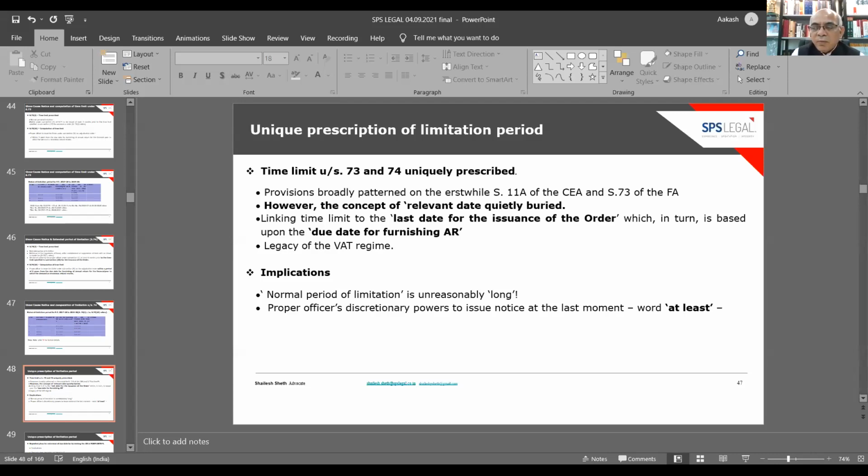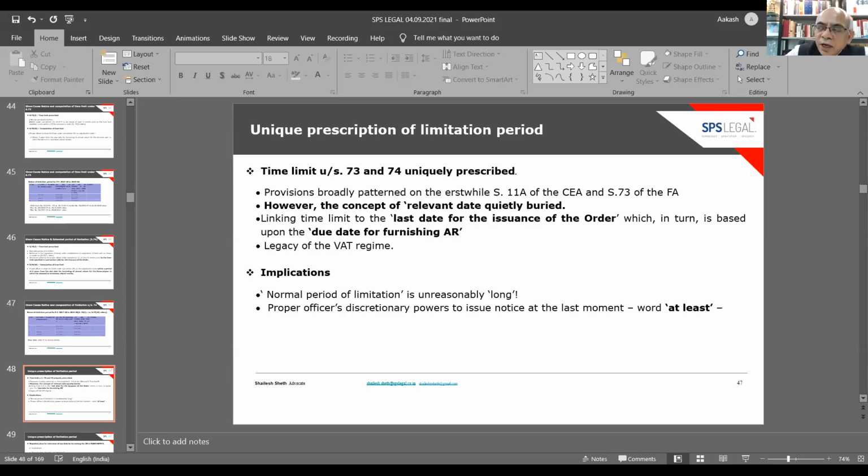Though the normal period of limitation has always been extended from time to time, the extended period of limitation has remained 5 years. However, what has happened under the GST regime is that the concept of relevant date has been quietly buried. If you read Section 11A of the Excise Act or Section 73 of the Finance Act 1994, the time limit of 30 months or 2 years or 5 years was required to be reckoned from the relevant date. That relevant date itself has been defined under the section.